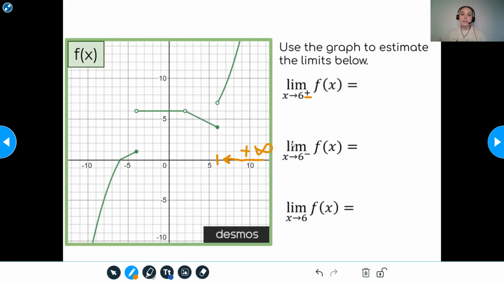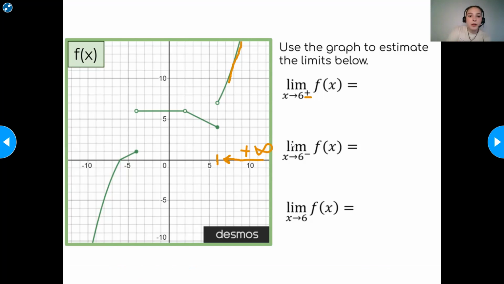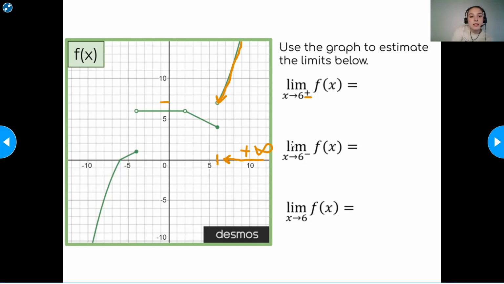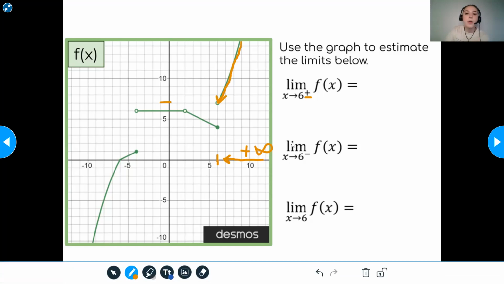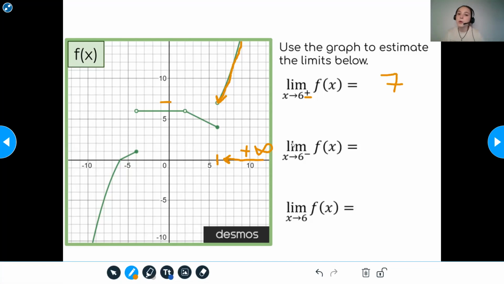So the trick again is to find your function and follow along your function and bring your x values closer and closer to your approach x value, in this case 6. And ask yourself, as I'm getting closer to 6 with my x values, what y value is my function approaching? In this case, it looks like we're approaching the y value of 7. So that means that the right-hand limit as we're approaching 6 of this function f of x is equal to 7.